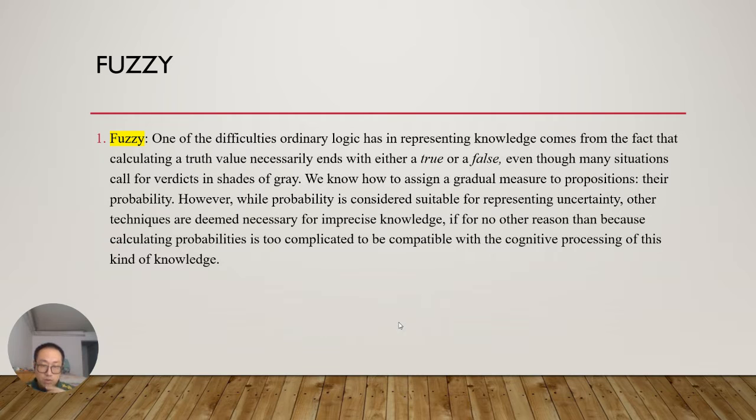Fuzzy 实际上是代表模糊的意思。Fuzzy 在人工智能里头有非常非常多的运用。One of the difficulties ordinary logic has in representing knowledge comes from the fact that calculating a truth value necessarily ends with either a true or a false, even though many situations call for verdicts in shades of gray. We know how to assign a gradual merit to propositions, the probability. However, while probability is considered suitable for representing uncertainty, other techniques are deemed necessary for imprecise knowledge, if for no other reason than because calculating probabilities is too complicated to be compatible with the cognitive processing of this kind of knowledge.